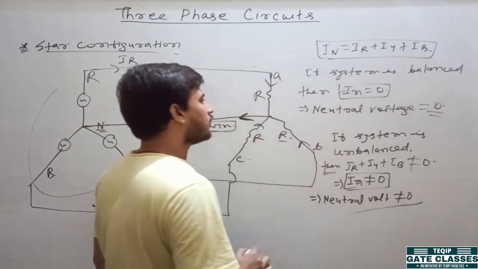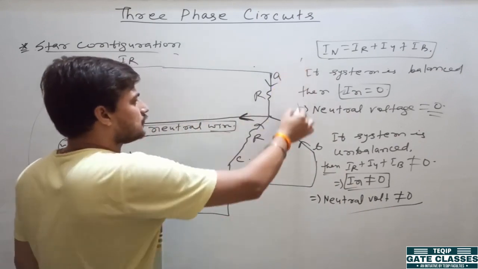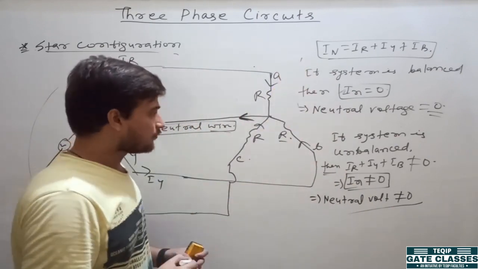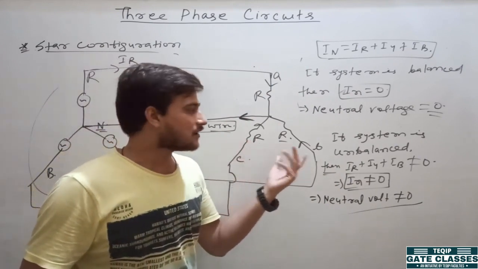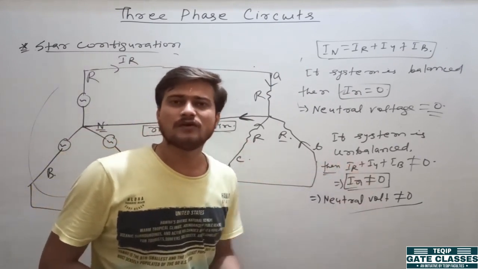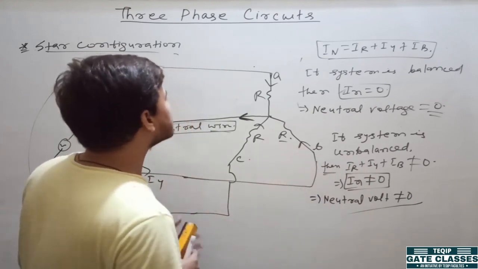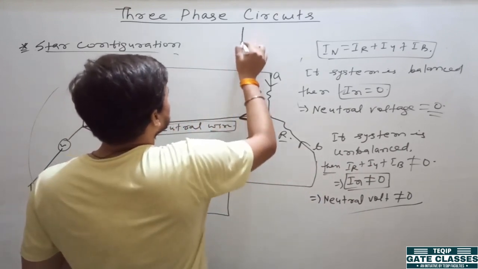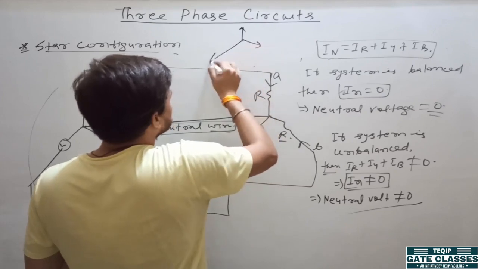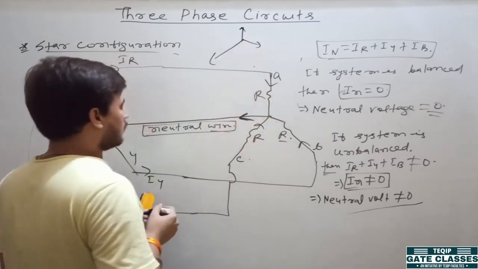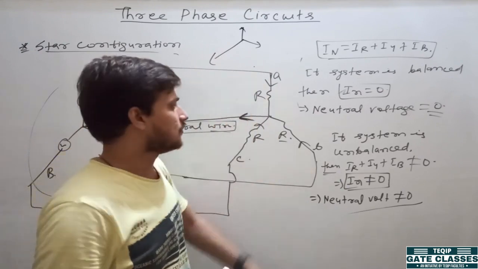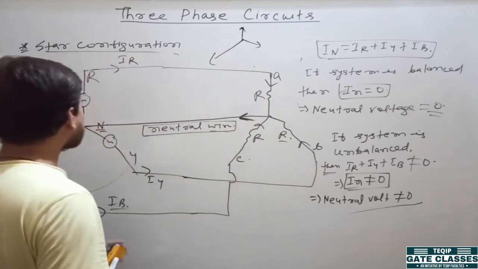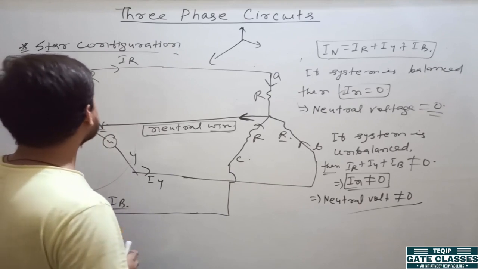Very important point. You must remember these 4 points for the balanced and unbalanced system. If the system is unbalanced, then IR plus IY plus IB will not be equal to 0. Again you will say, sir, how? Then you again draw the phasor diagram. Suppose this quantity is larger. Then the phasor sum of these three will not be equal to 0. Clear?